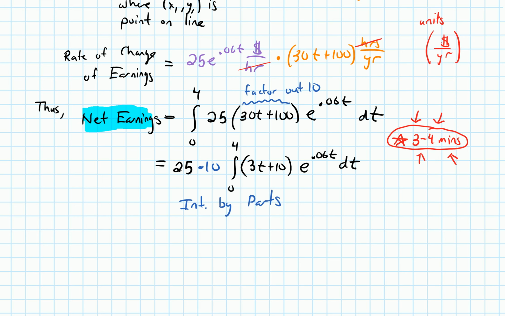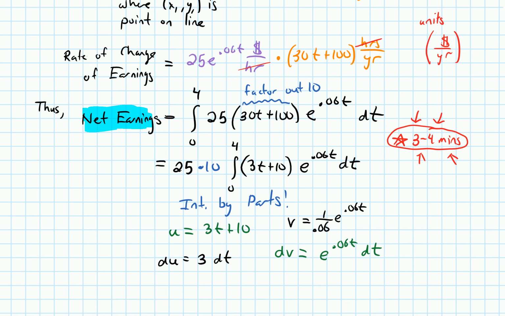Integration by parts. So we need to choose a u and choose a dv. And I'm going to let u be the linear thing, 3t plus 10, because its derivative will be quite simple. And let dv be the exponential thing, e to the 0.06t dt. And if we do that, du, derivative of this is 3, and I have to write a dt next to it. And for v, the antiderivative of e to the 0.06t would be e to the 0.06t, but I need to have a 1 over 0.06 in the front.